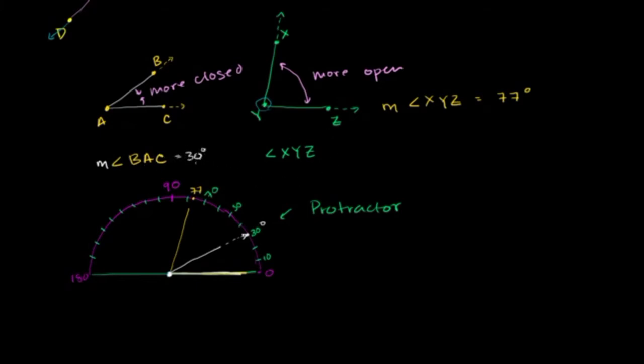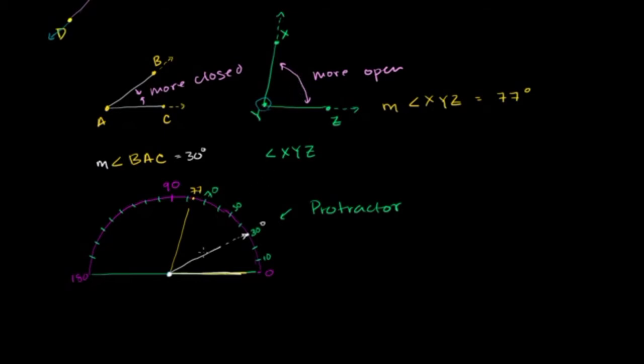And so you can tell just from looking at these numbers that 77 degrees is clearly larger than 30 degrees, and so it is a larger angle, which makes sense because it is a more open angle.